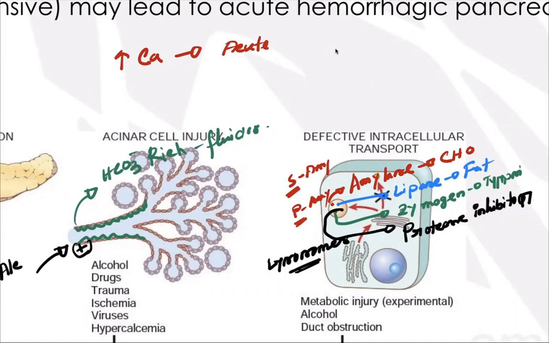Calcium deposition. Deposition of calcium in the pancreatic duct. Yes, there is a deposition, and destruction of the cells. Yes. Okay. And how can acute pancreatitis cause hypocalcemia?